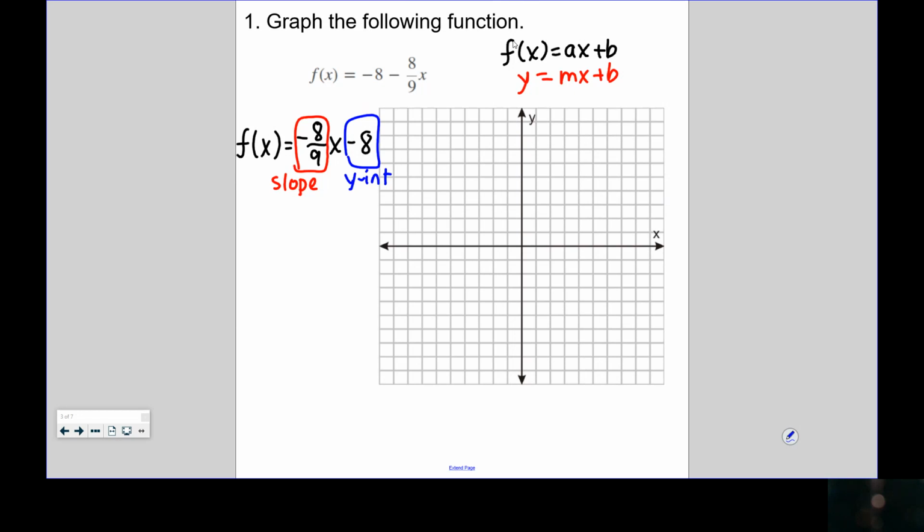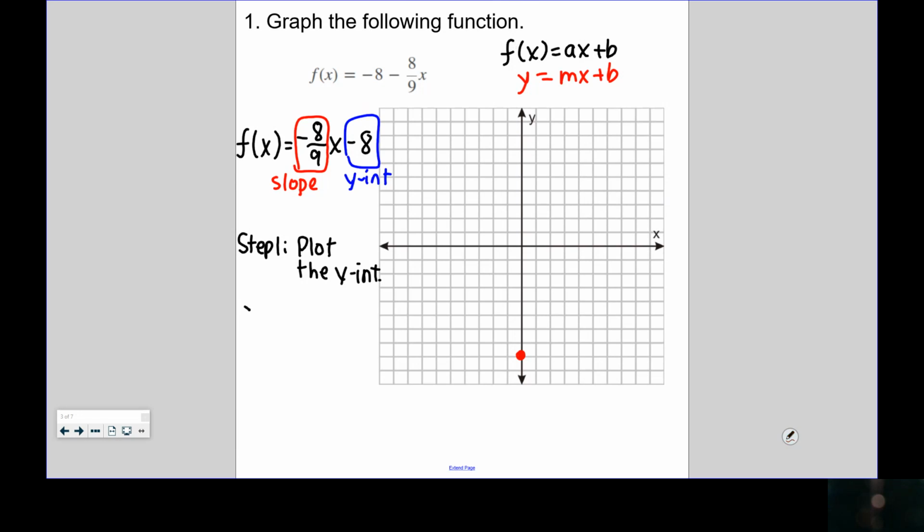So here's what we're going to do. Step 1 is to plot the y-intercept. It's negative 8. Again, this is the y-intercept, so it's crossing the y-axis. So we're going to count down from the origin to negative 8: 1, 2, 3, 4, 5, 6, 7, 8. That's negative 8. So that would be the first thing you do on Hawks.